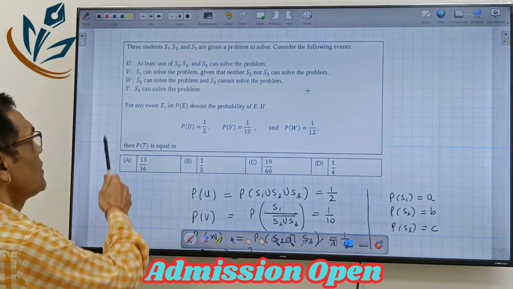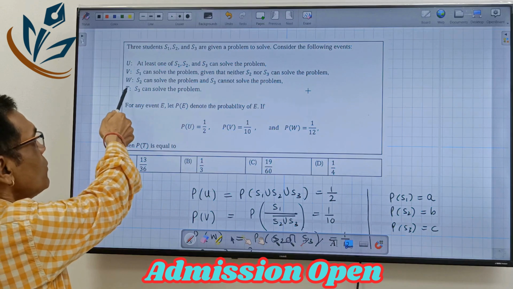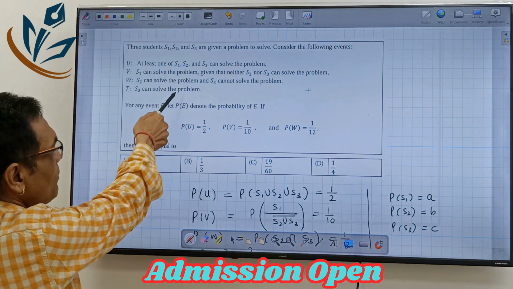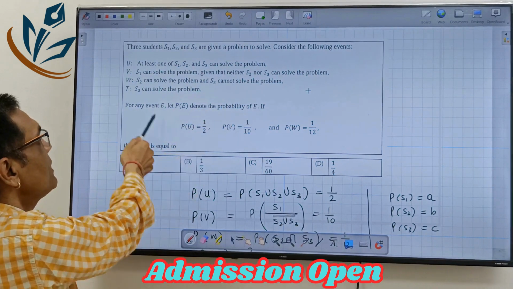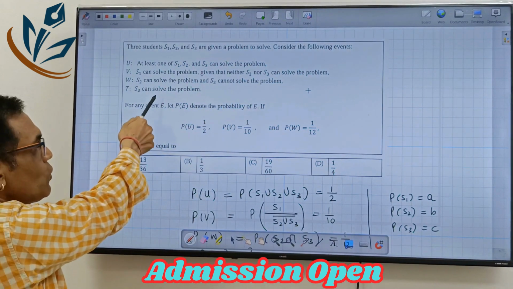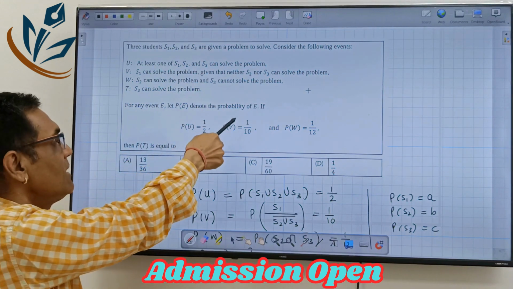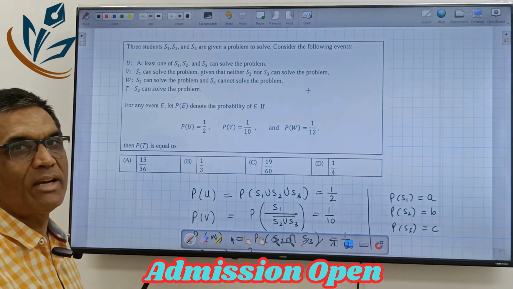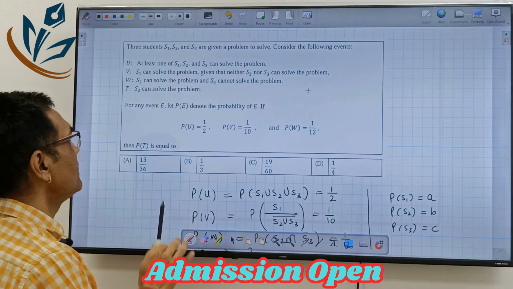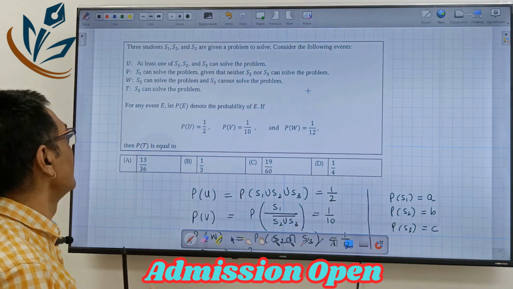Okay, so let's go to event number 3, that is W: S2 can solve the problem and S3 cannot solve the problem. You see here, S2 can solve the problem and means it is intersection. S3 cannot solve means S3 bar. So P of S2 intersection S3 bar. That is the problem visualization.